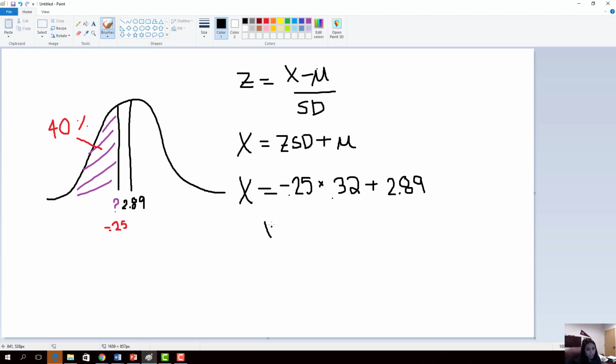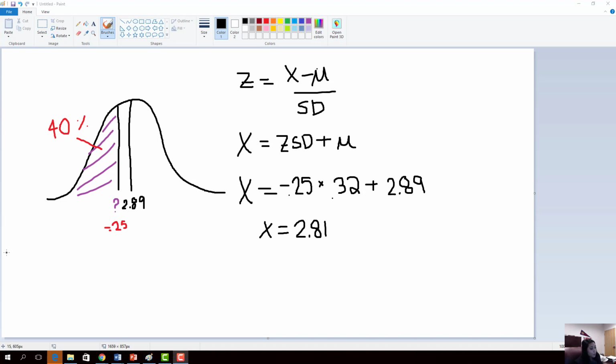And that'll give us 2.81. So the z-value corresponds to 2.81 pounds. So 40% of piglets weigh less than 2.81 pounds.